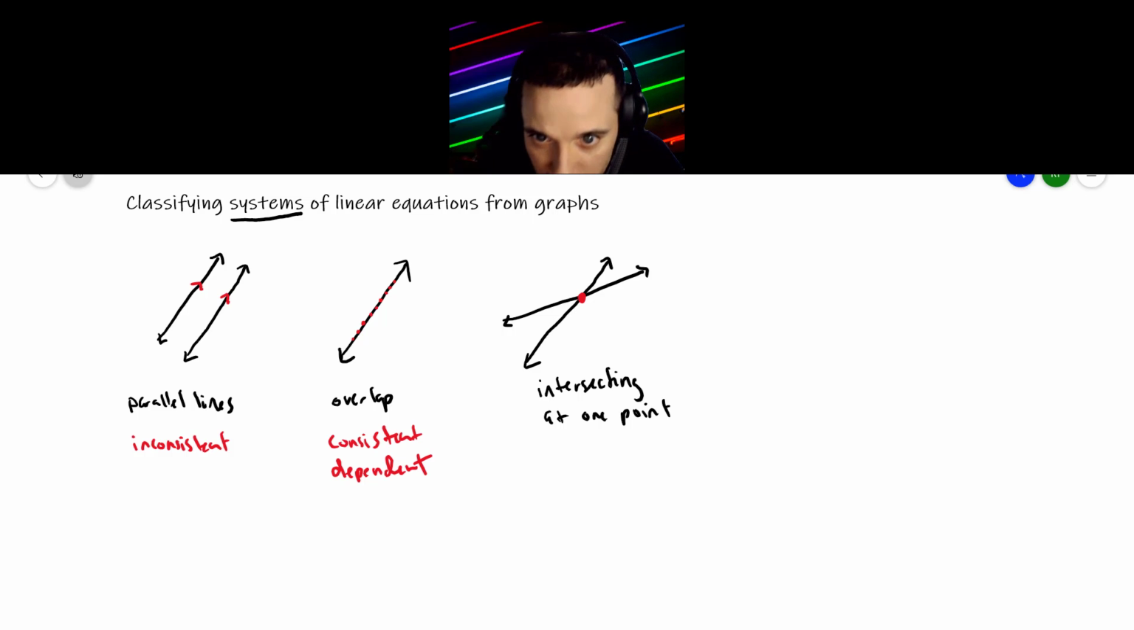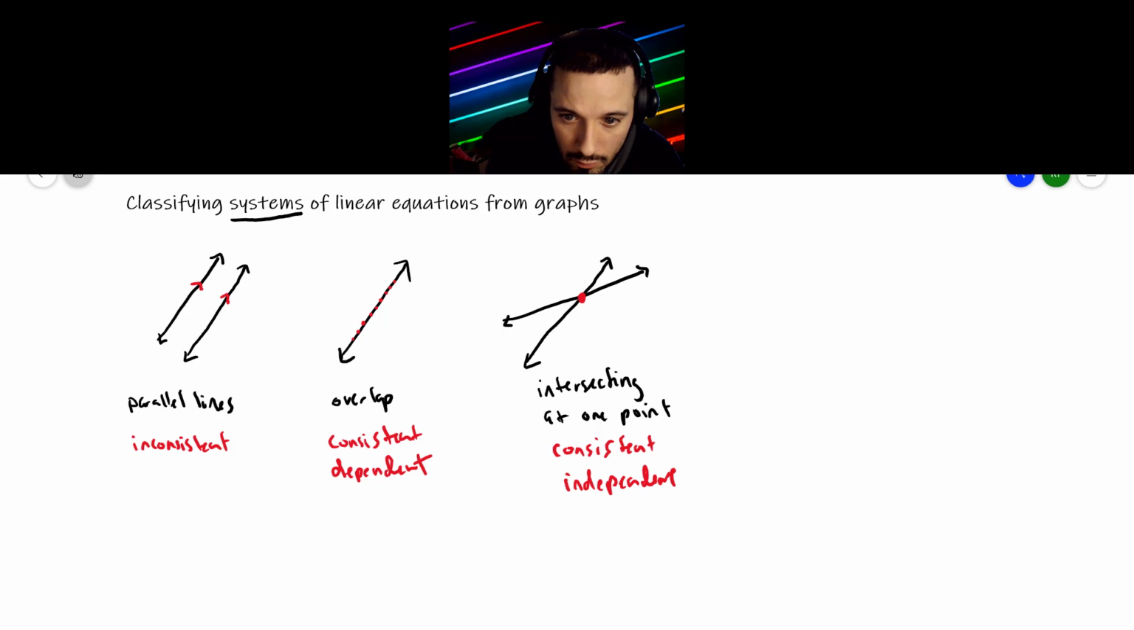And then the last case, two lines that intersect at exactly one point, are called consistent independent. And as a reminder, inconsistent means they don't intersect. If they don't intersect, that means that there is no solution, because remember, a solution means that they cross at some point. So if they don't cross, that means there's no solution.